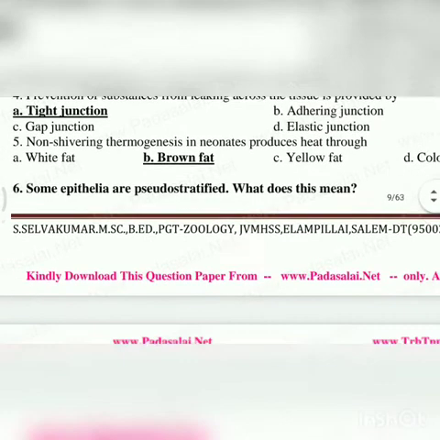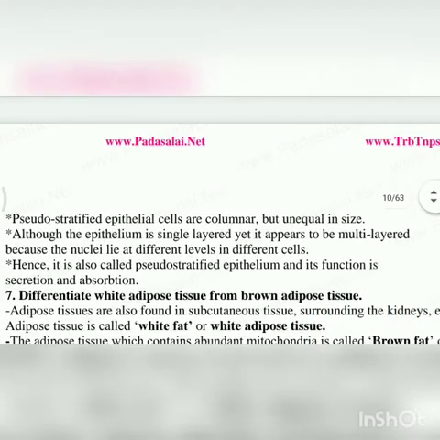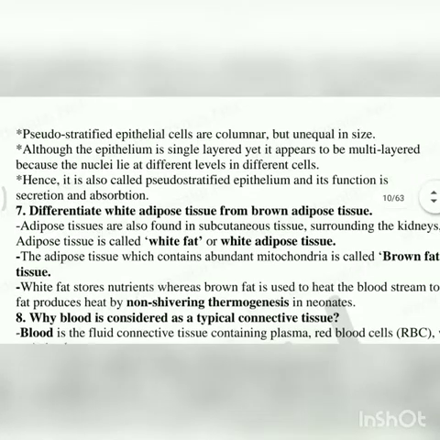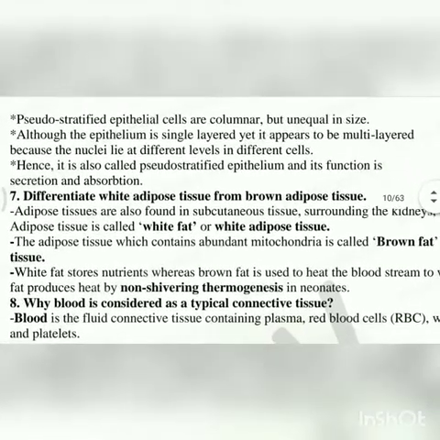What does this mean? Pseudostratified epithelial cells are columnar, but they are unequal in size. Although this epithelium is single layered, it appears to be multi-layered because the nuclei lie at different levels in different cells.